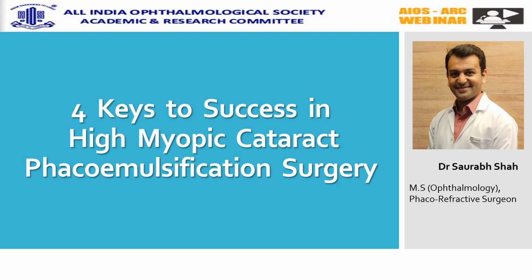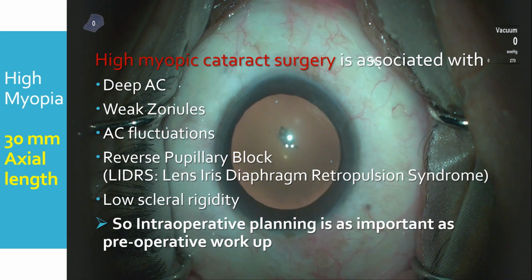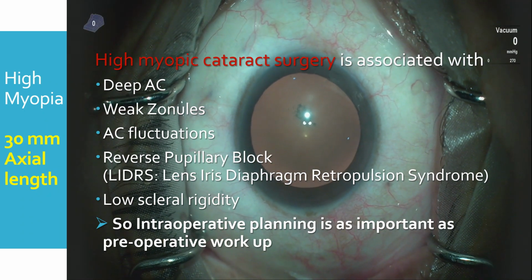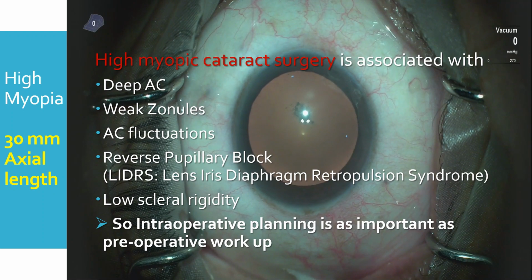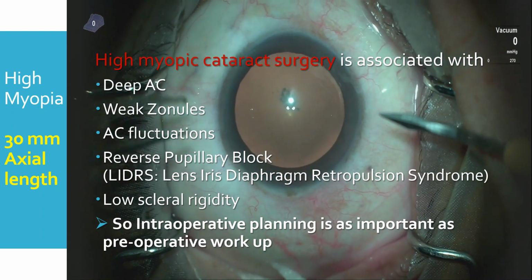Today we are going to discuss key factors to success in high myopic cataract surgery. Cataract surgery in high myopic cases comes with certain challenges such as deep anterior chamber, weak zonules, and AC fluctuations. So, intraoperative planning is as important as preoperative workup. In this video, let us see some key points on how to perform surgery to achieve decent outcomes.